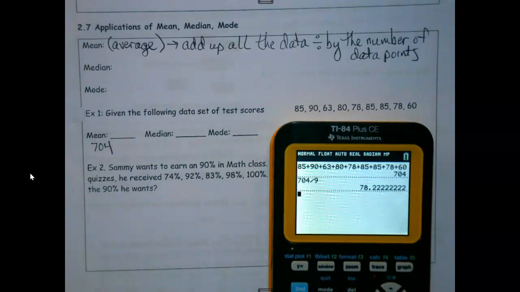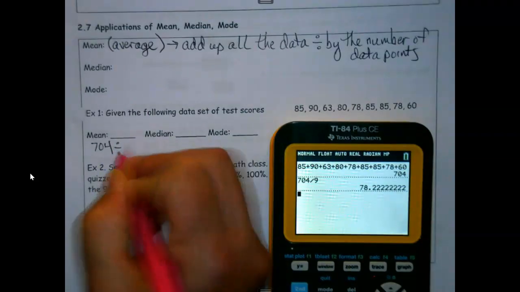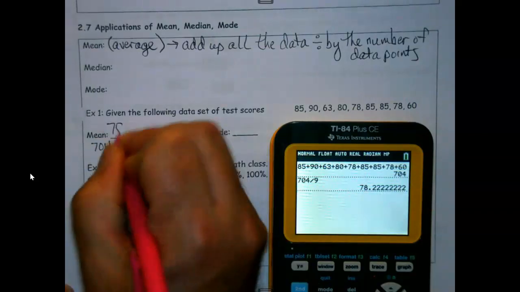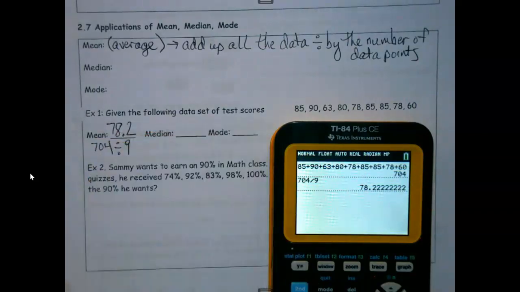704 divided by 9. Now, what if you get a decimal? Typically, we're just going to go to the tenths place. We're going to go to one decimal spot. So 78.2 would be our mean or our average score for everybody on that particular quiz.